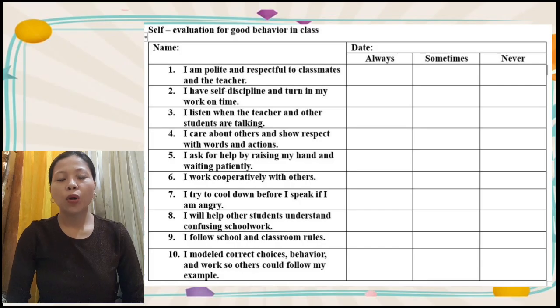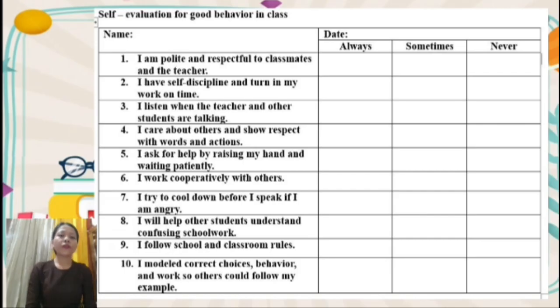And this is an example of self-evaluation for good behavior in class. I also have here 10 items. First, you have to write your name and the date. Then check always if you perform this behavior all the time, sometimes if you perform it occasionally or irregularly, and never if you never perform that behavior. The first behavior is: I am polite and respectful to classmates and the teacher. Check always if you always perform that behavior, sometimes if you perform it irregularly, and never if you did not perform that behavior.